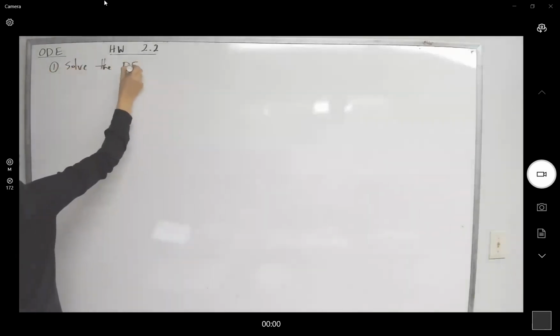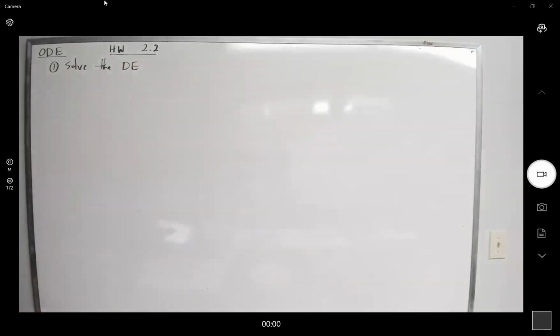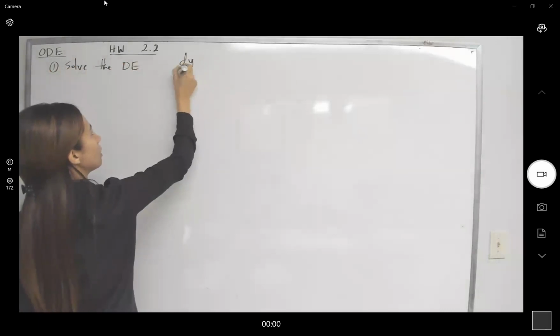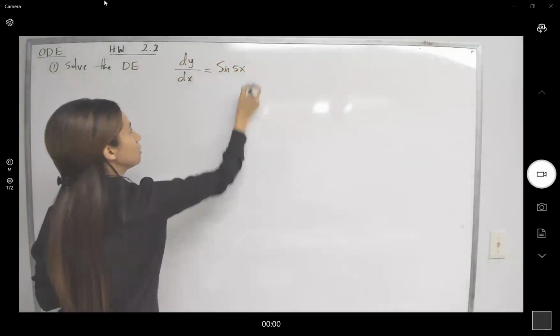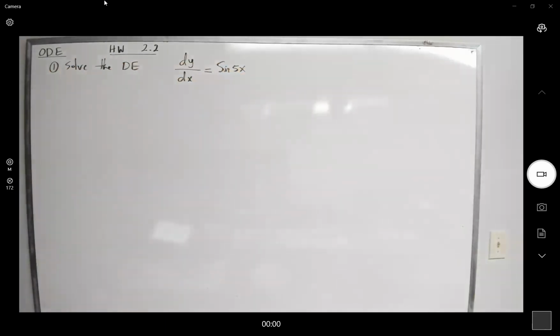Take a look at question 1. Question 1 says, solve the differential equation. In this differential equation, number 1, we have dy over dx equals sine of 5x. Very well. So what is our very first step?